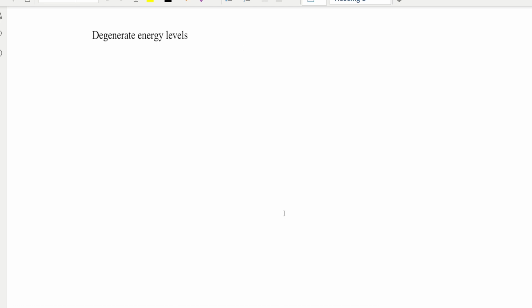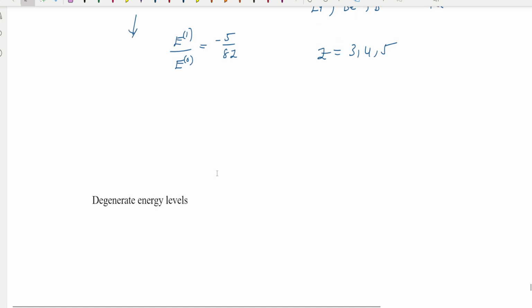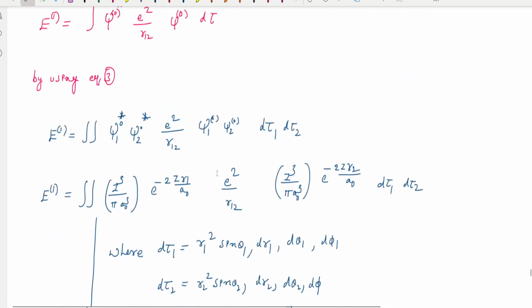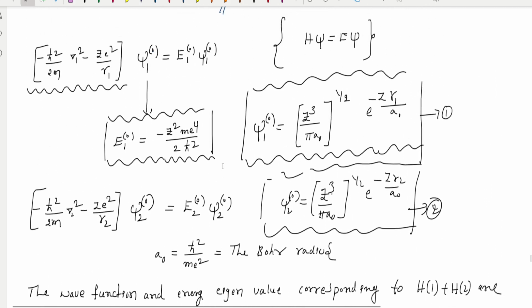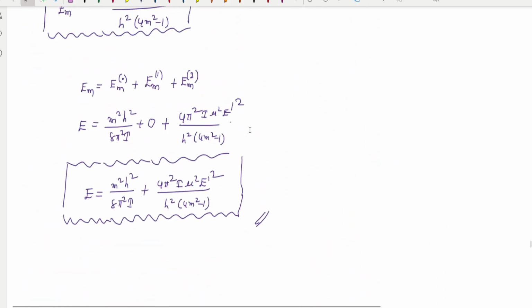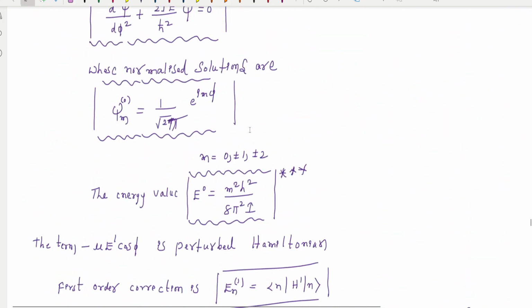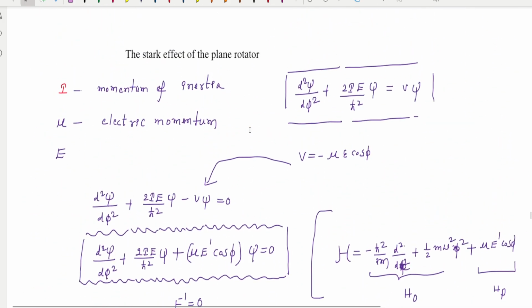So here we have to discuss degenerate energy levels. Till now we already discussed some non-degeneracy cases. If you look at the previous classes, the ground state, the helium atom, these are all non-degeneracy cases.